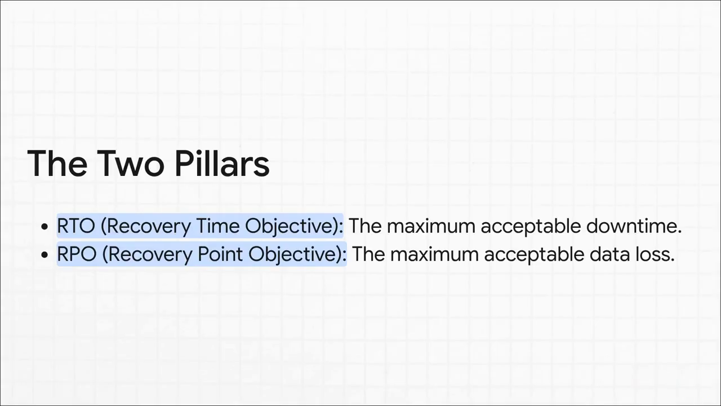Think of RTO, Recovery Time Objective, as your stopwatch. It answers the question, how fast we have to be back online. Then you've got RPO, Recovery Point Objective. That's all about your data. It answers how much data, in minutes or hours, can we afford to lose forever?